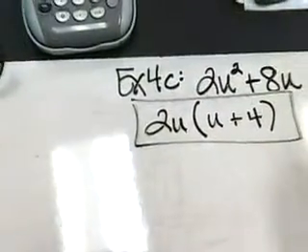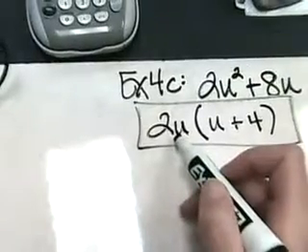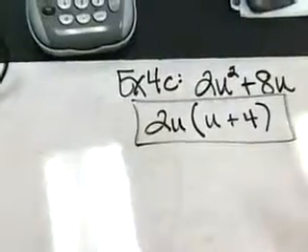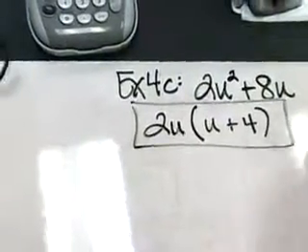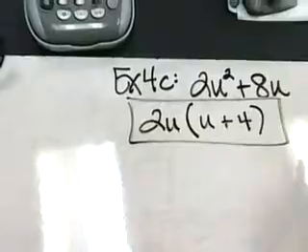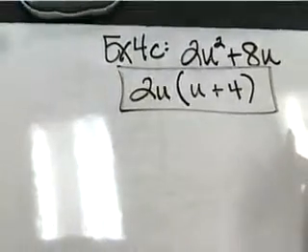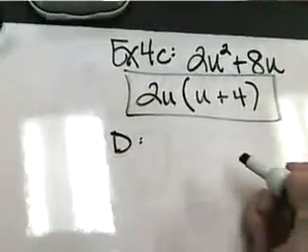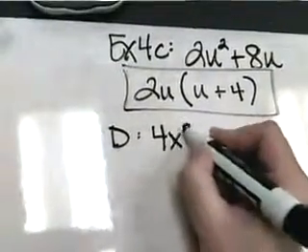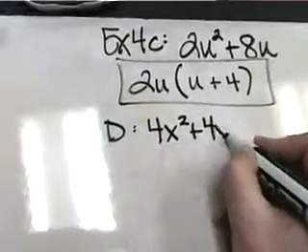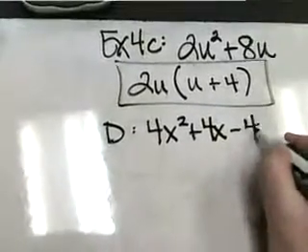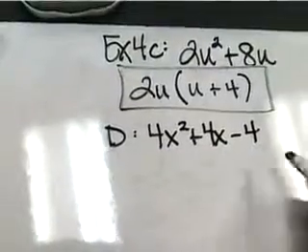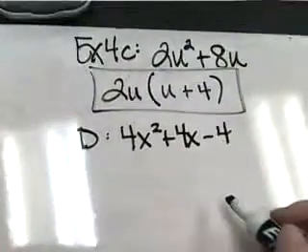Did I factor this? Yes, I factored it because I took something out. Just because I didn't have 4 steps or whatever the case may be does not mean you didn't factor it. By taking something out, that's still factoring. So he was easy. Let's take a look at D. We have 4x squared plus 4x minus 4. Three terms this time. Can I take anything out?